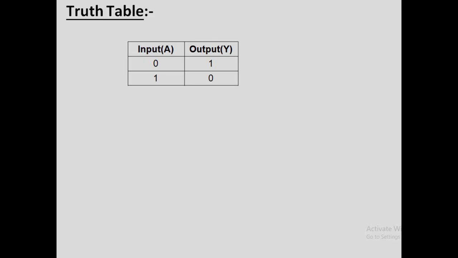This is the truth table. So first, we see what is a truth table. A truth table is nothing but tabular information of input and output, or we can say the relation between input and output. So the NOT gate has input A and output Y. When we give input 0, we get output 1, and if we give input 1, then we get output 0. That means it gives the inversion of the input signal.